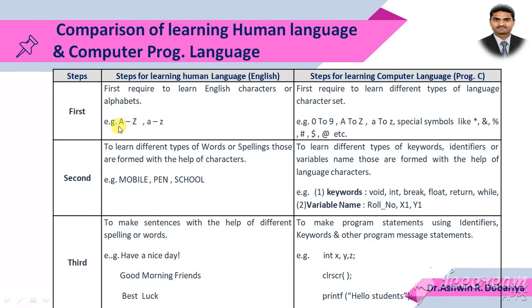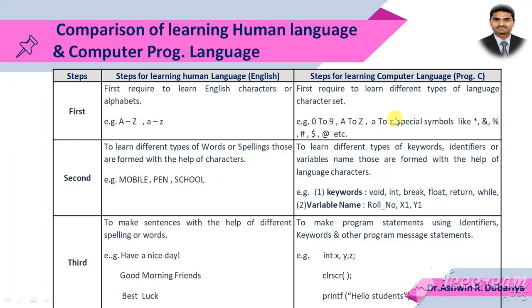Once you know what is A, what is B, what is Z, that is, the characters of that language, the next step of learning in the English language is spelling. The different types of words, or spellings, are formed with the help of these characters. So spelling is a combination of characters. If you know the characters, then you can easily learn or remember spellings, like pen, school, book.